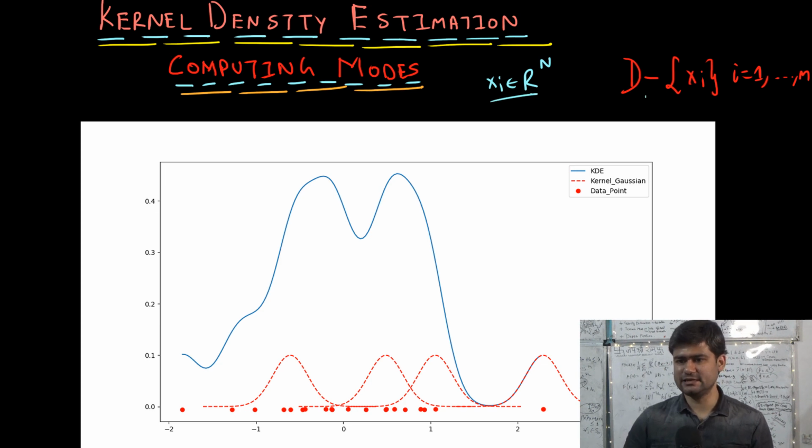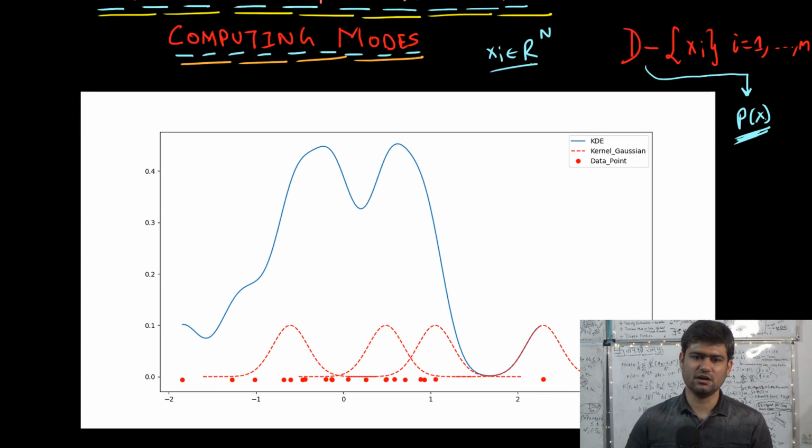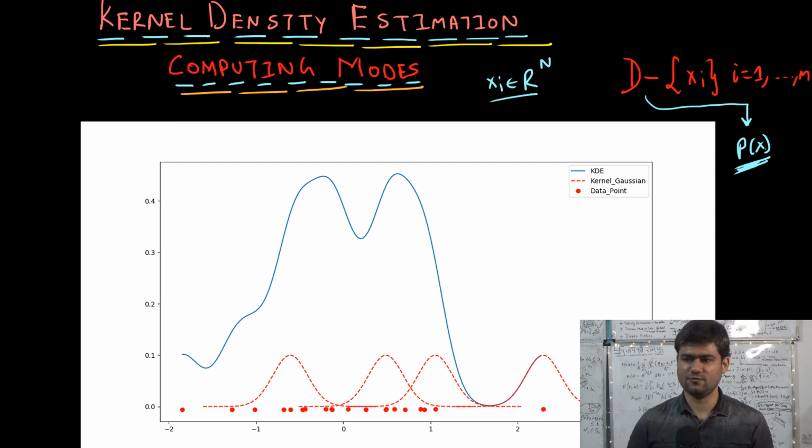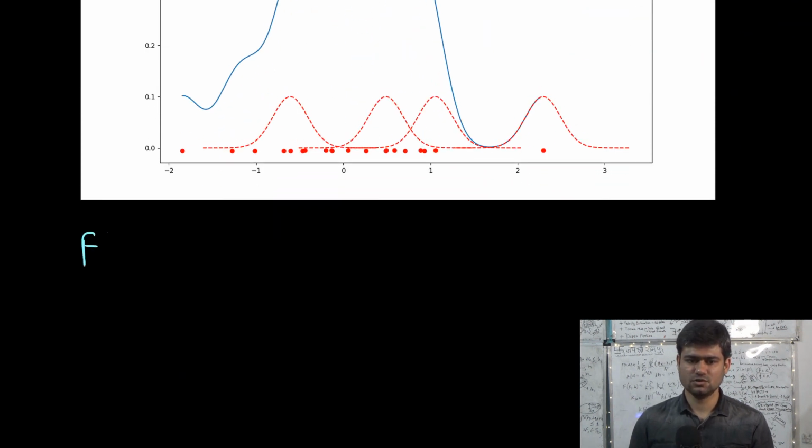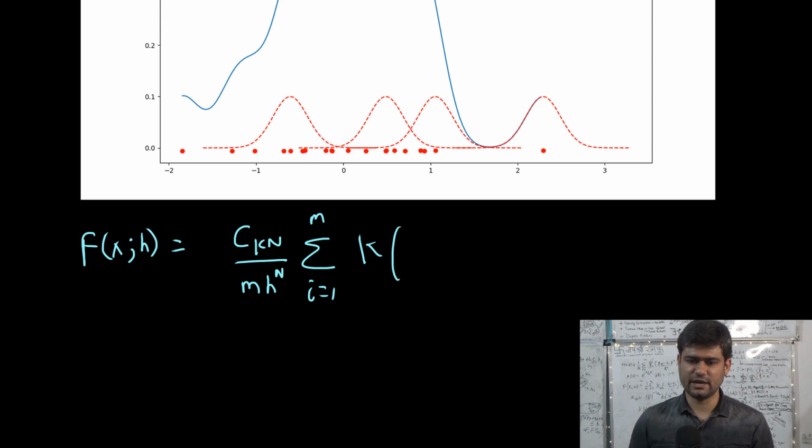We assume that this dataset is generated by some underlying probability density function p of x, but we do not know what this probability density function is. So we would like to estimate it using the kernel density estimator function f of x. So we have f of x parameterized by h, which approximates the underlying density function, and is given by c_{k,n} over m h to the power n, sum over i goes from 1 to m, kernel function k of the norm of (x minus x_i) over h, squared.